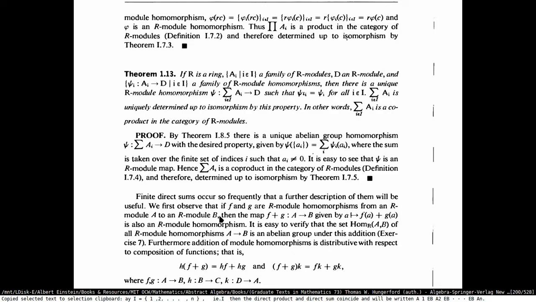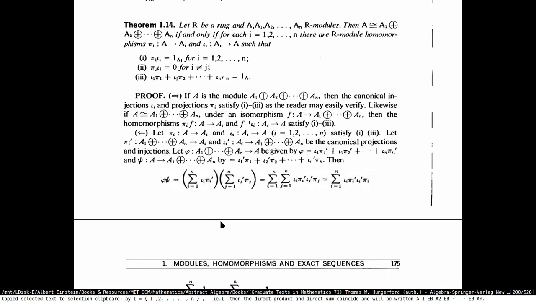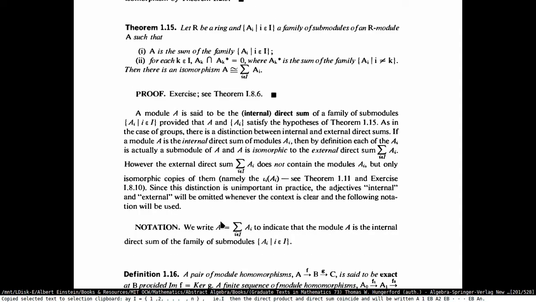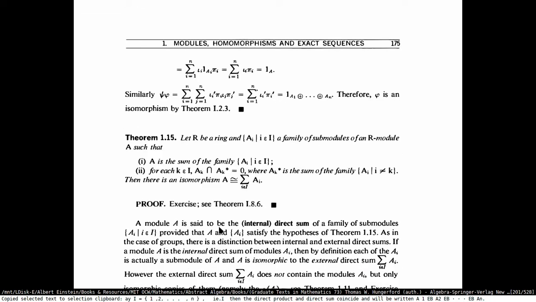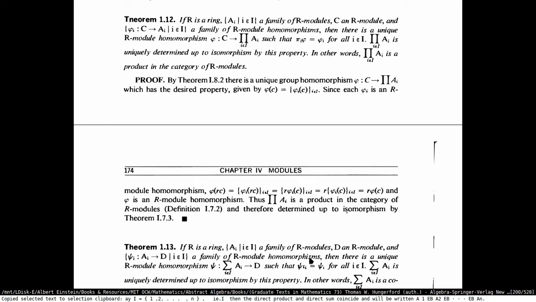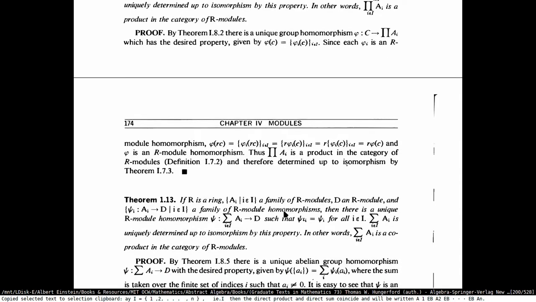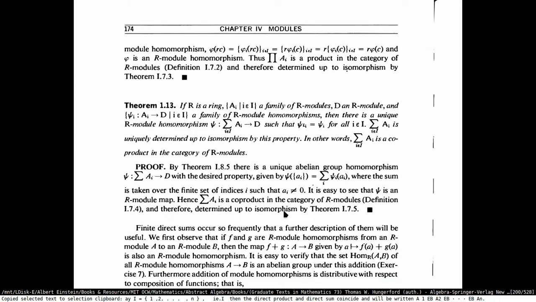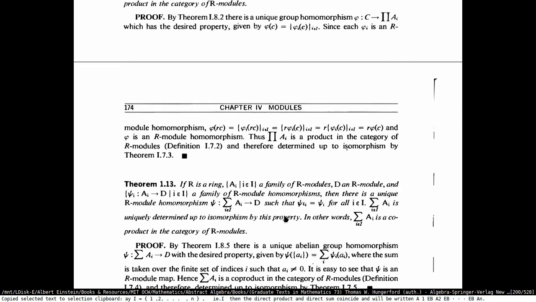Theorems 1.12, 1.13, 1.14. The essence of 1.12 is the last sentence, which is that the direct product is a product in the category of R modules. And 1.13 is saying that the direct sum is a co-product in the category of R modules. It doesn't even explain why it's a co-product. It just says go back to chapter 1. Being a product or a co-product has to do with those universal properties. Right.